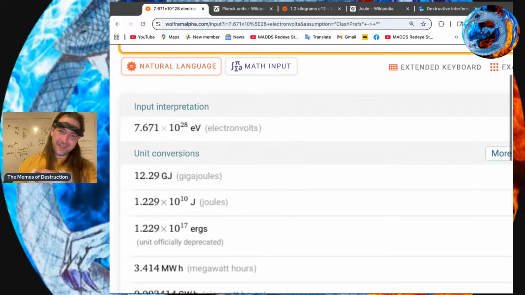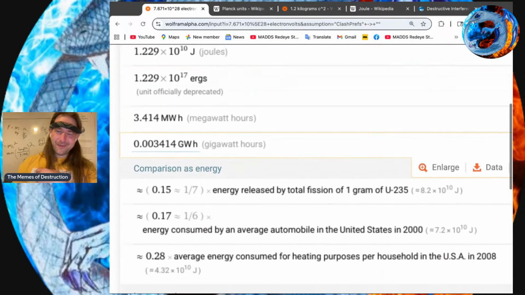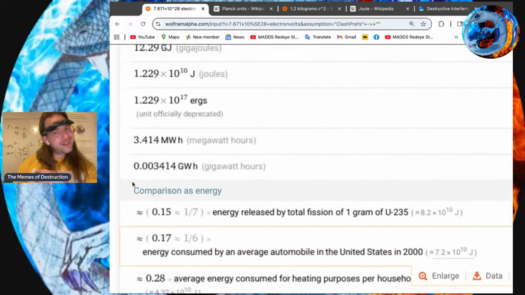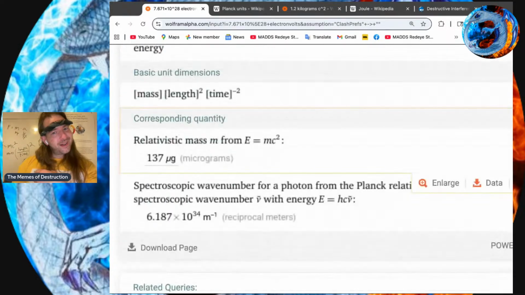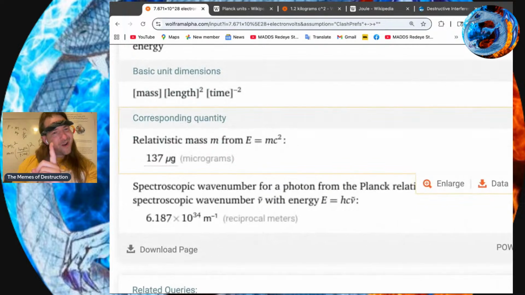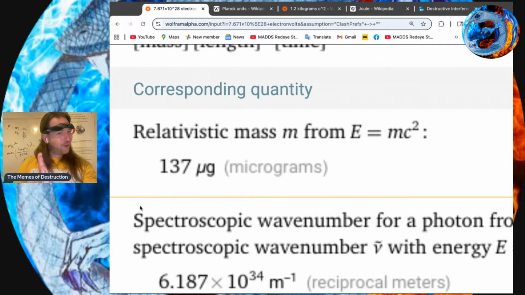So if we look at this, we're gonna show what it is. Okay, I know this is interesting. Don't get excited. Yes, it's showing 137 micrograms. It's not actually 137 micrograms. It's like 136.65 or something like that. Yeah, I saw that.